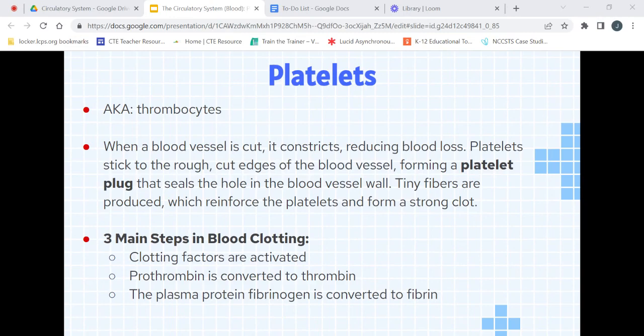This fibrous protein forms long threads that form the webbing of the clot. Blood cells, platelets, and plasma become trapped in the fibrin threads, which helps strengthen the clot. Within a few minutes after it is formed, the clot begins to contract and squeeze out serum, which is plasma that contains no fibrinogen or clotting factors. As the clot contracts, the ends of the damaged blood vessel are pulled closer together, and the clot itself becomes smaller and harder.